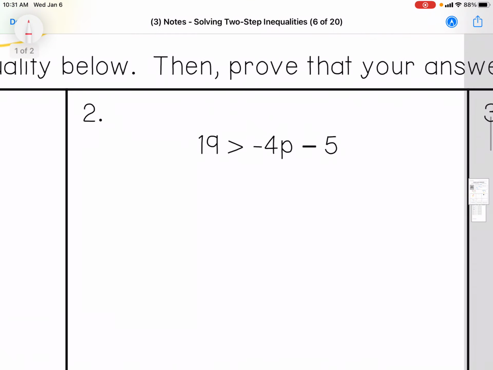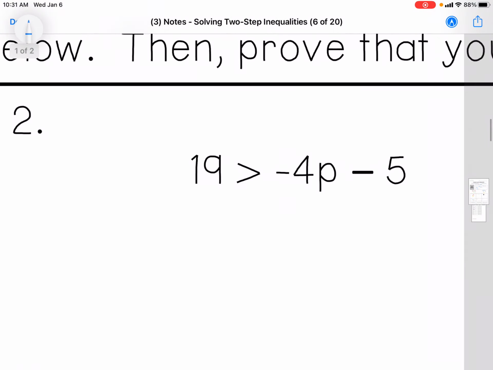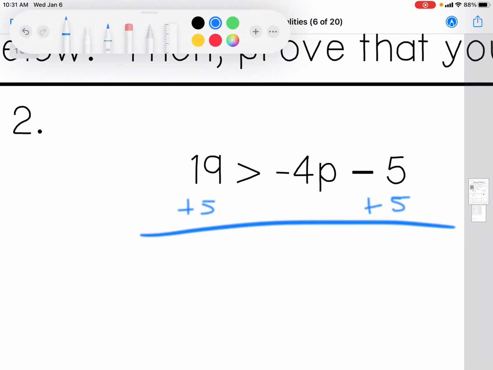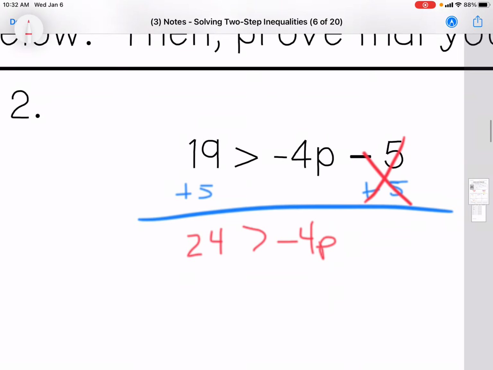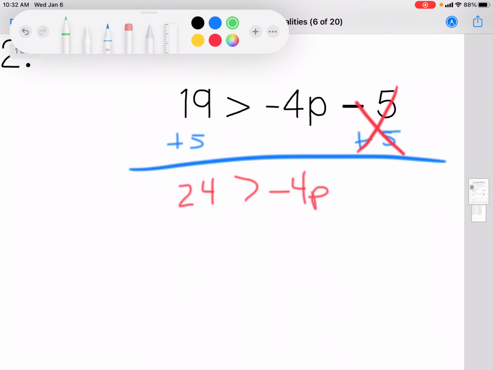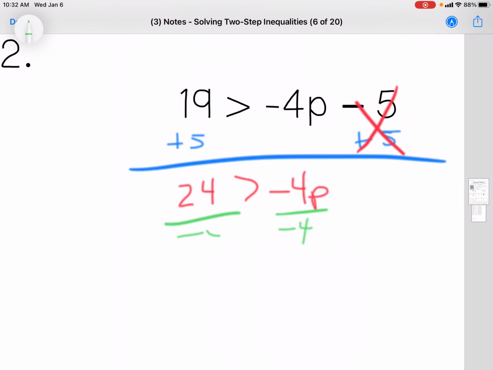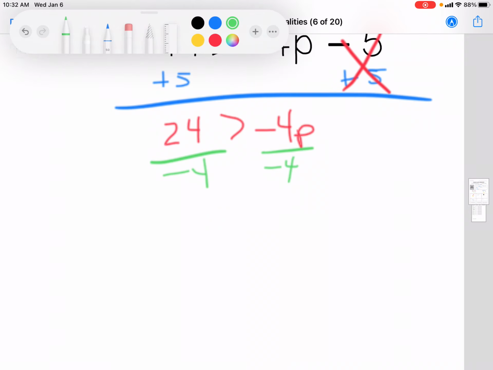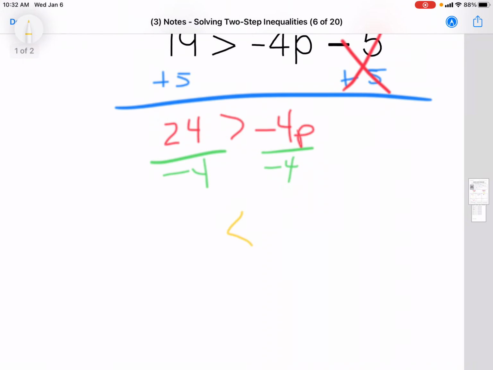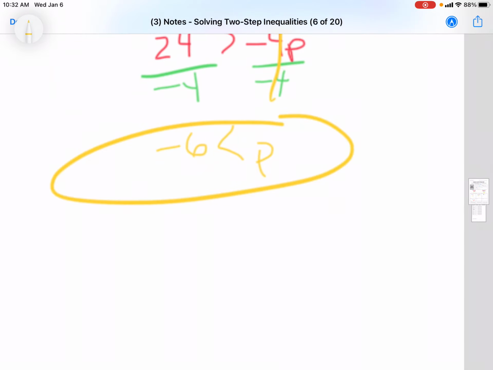Number 2. I'm going to add 5 to both sides. Those go away. Left with negative 4p less than 24. Divide by negative 4. Alert, alert, alert. I divided across the sign by a negative. So guess what has to happen: I flip the sign. P is greater than negative 6.